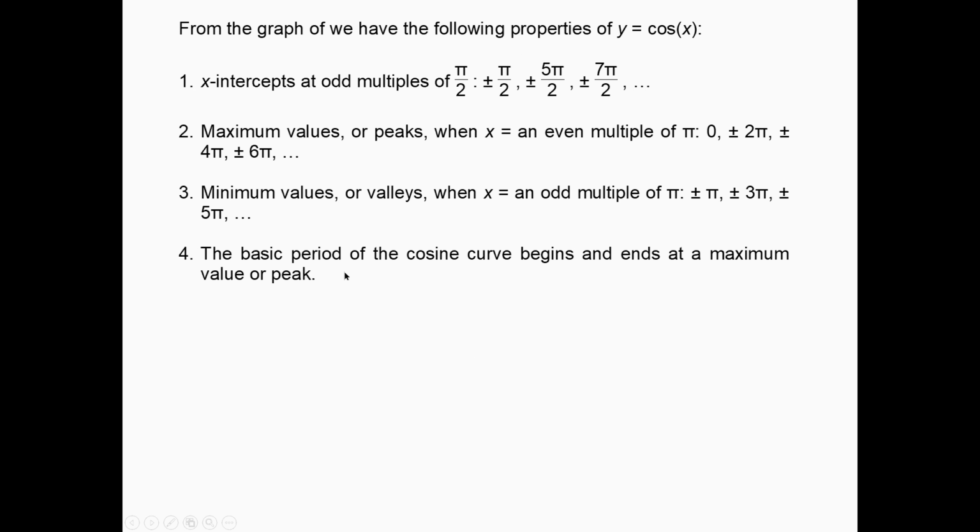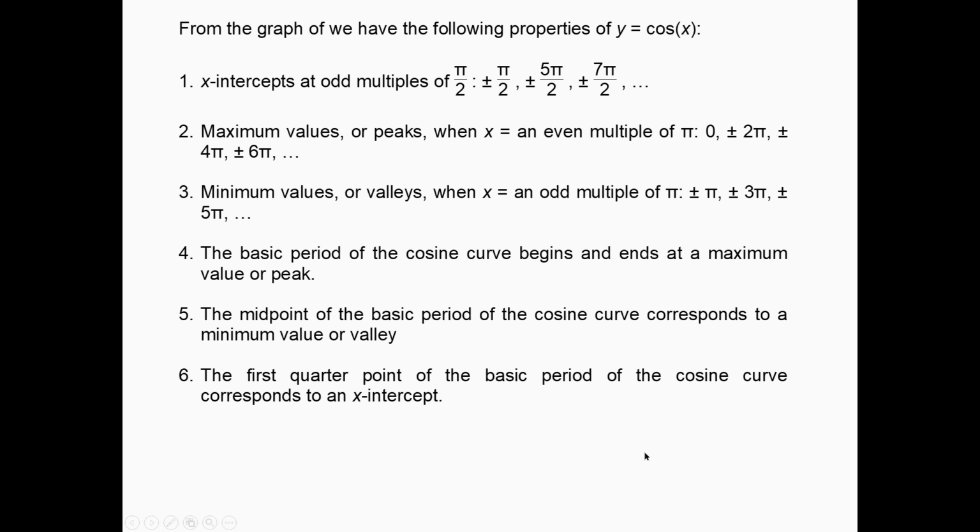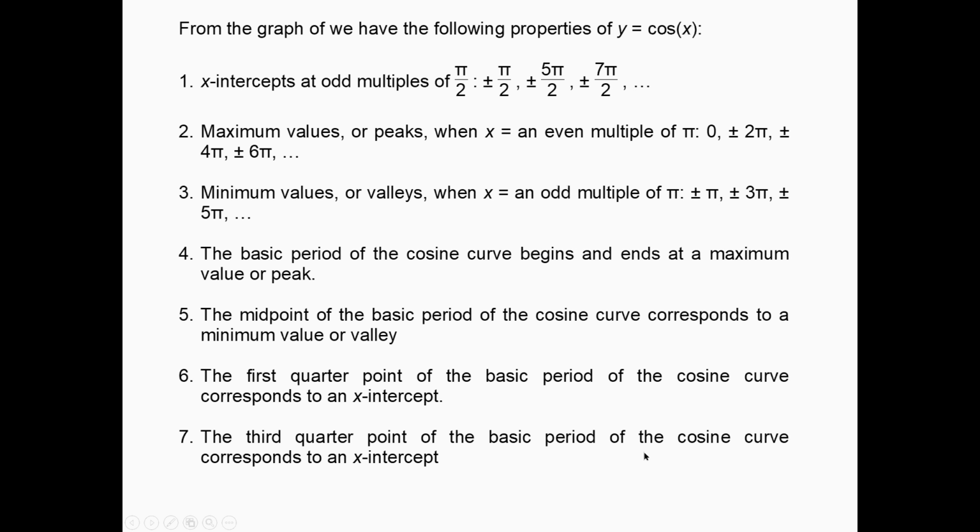Okay, the basic period of the cosine curve begins and ends at a maximum value or a peak. Remember, the sine began on the x-axis. The cosine begins up at 0, 1. The midpoint of the basic period of the cosine curve corresponds to a minimum or valley. And the first quarter point and the third quarter point are x-intercepts. Notice it's kind of like the sine function with a few minor changes.